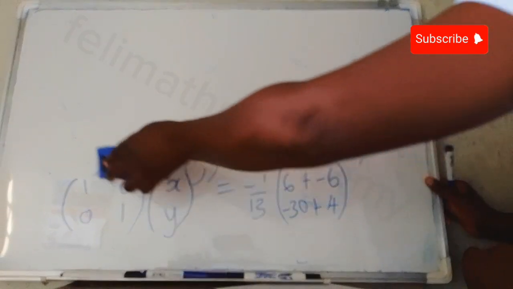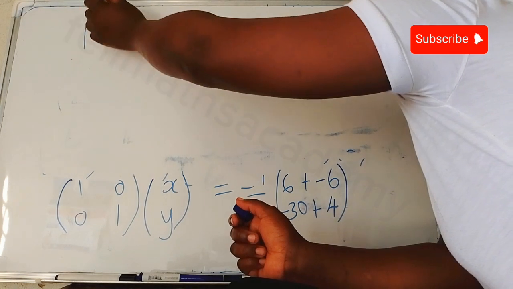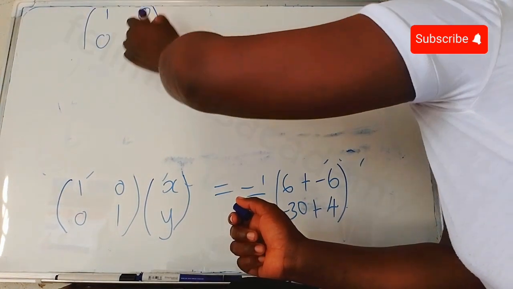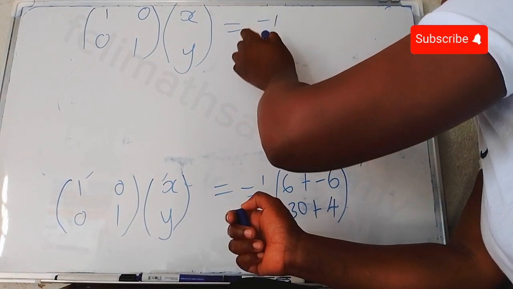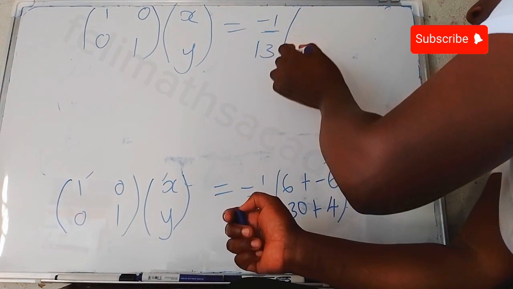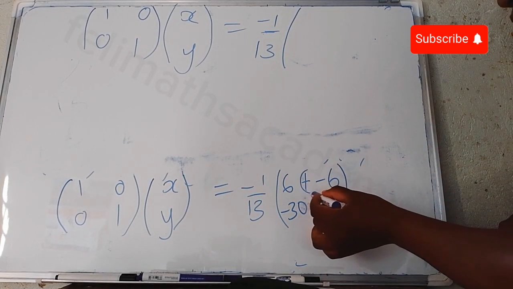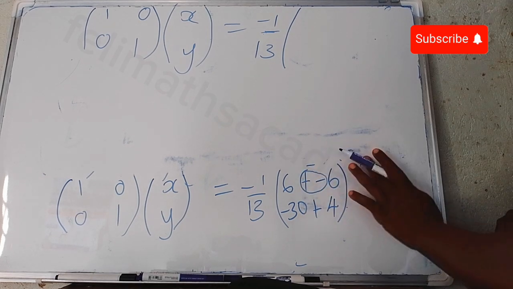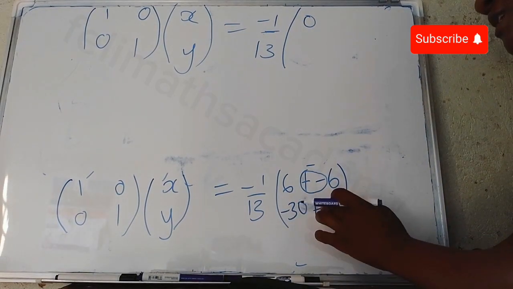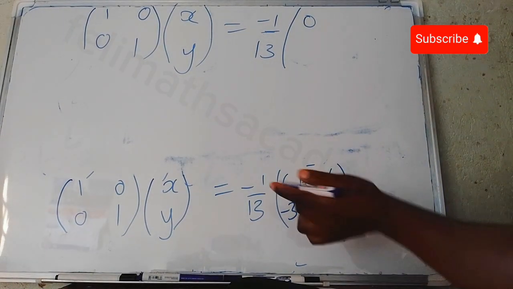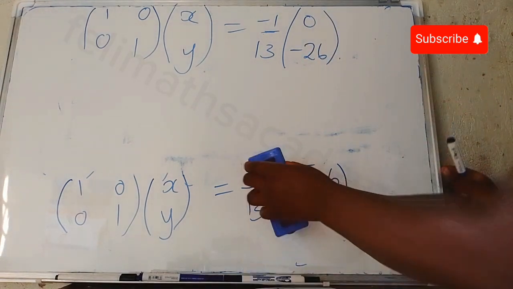And I will copy this statement. 1, 0, 0, 1 multiplied by x, y is equal to negative 1 over 13 multiplied by, we can simplify. 6 plus minus 6, this positive and the negative, we get a negative, right? So 6 minus 6, it's 0, negative 30 plus 4, it's negative 26, right? So we are done with this part.